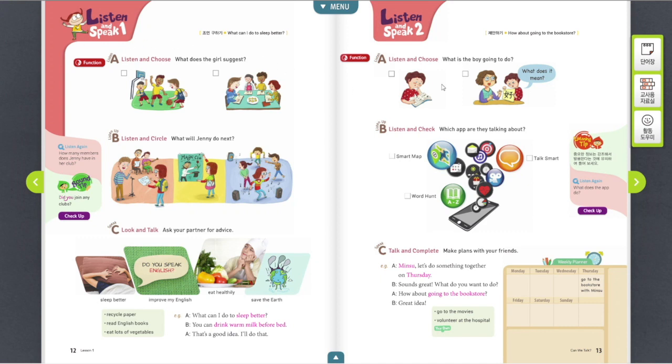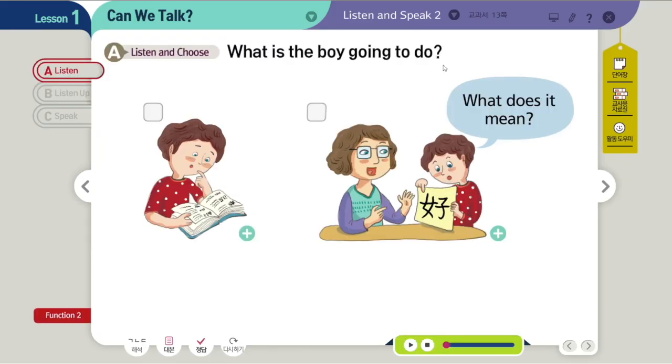Now, looking at our textbook, page 13, Part A, Listen and Choose. We want to answer the question, what is the boy going to do? There are two answers. Let's listen to the dialogue and find out.